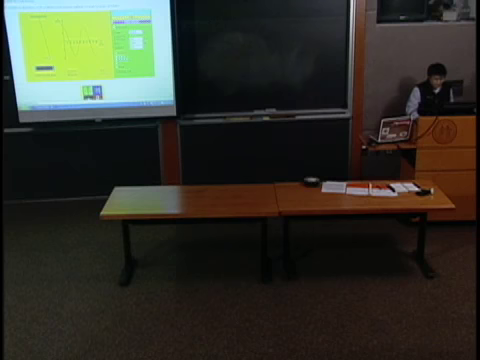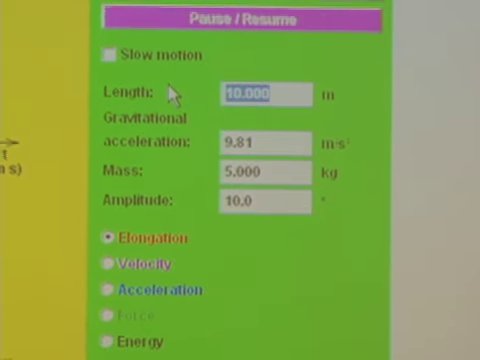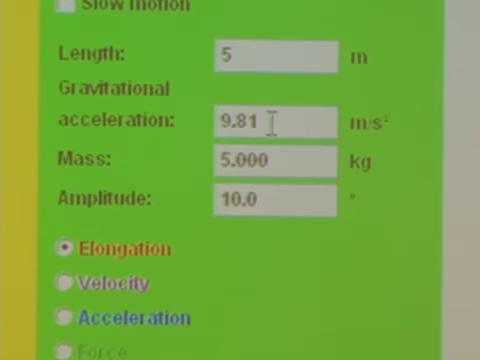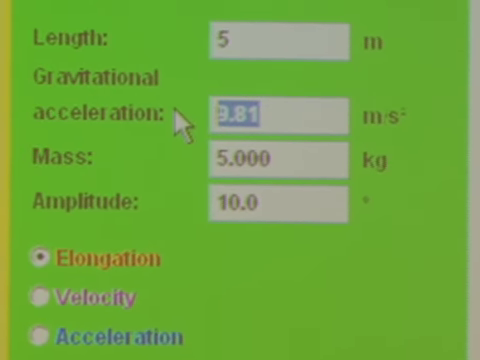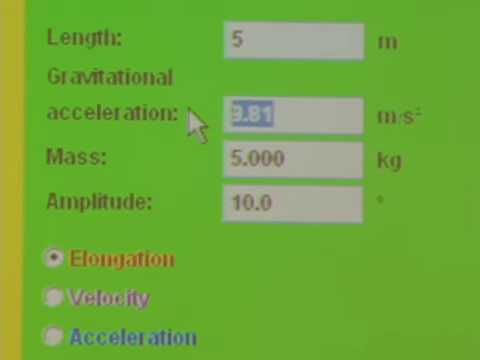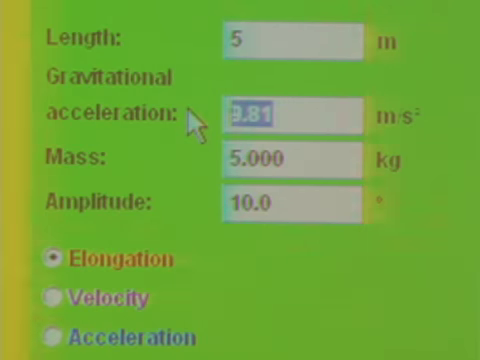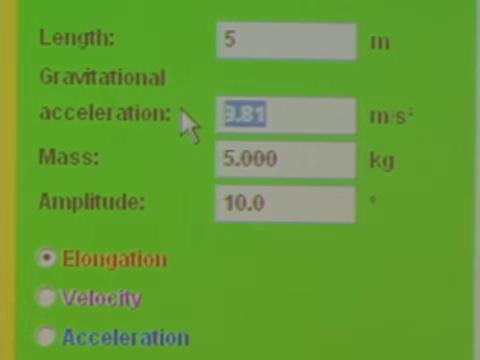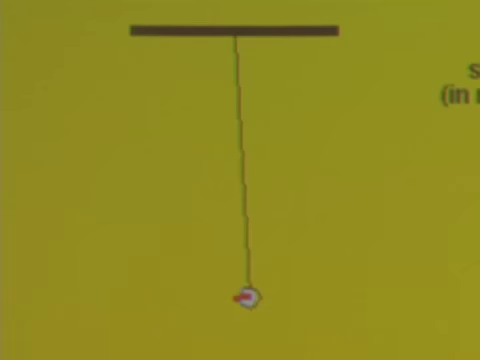Now let's see what happens when we change some of the other parameters. So let's change the length back to the default, which was 5. All right, let's take a look at gravitational acceleration. On Earth, that's 9.81 meters per second squared. Now say we went to an asteroid or something where the gravitational acceleration was only 1 meter per second squared. So the gravitational field is much weaker.